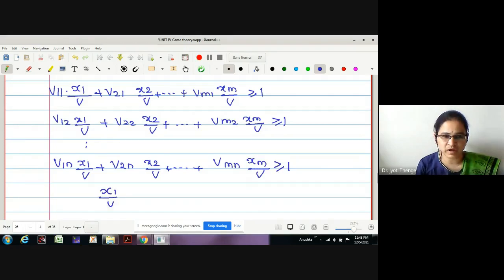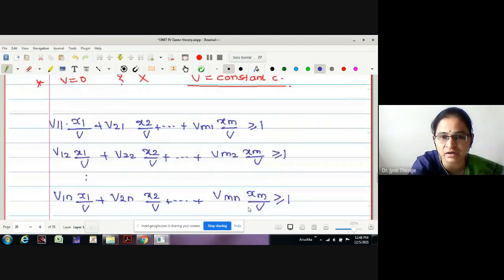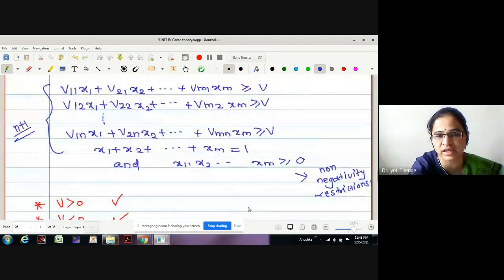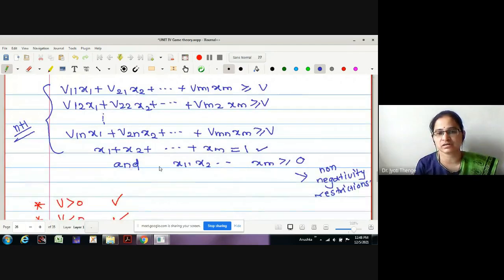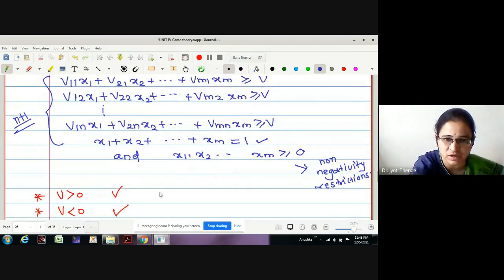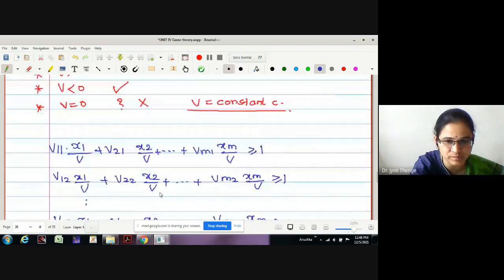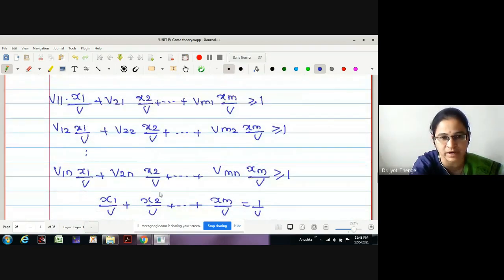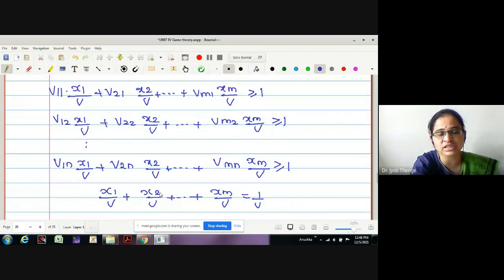Also, x1 by v plus x2 by v up to xm by v is equal to 1 by v. We were dividing this constant by v as well. Therefore, dividing both sides by v gives me this value. Now all the constants are in this format. Now we are going to resubstitute the variables x1 by v, x2 by v, xm by v into a new format. Let me put the values as capital X1, capital X2 and capital Xm.